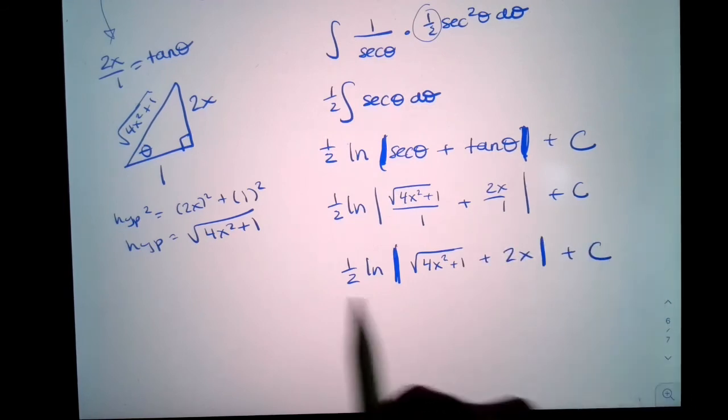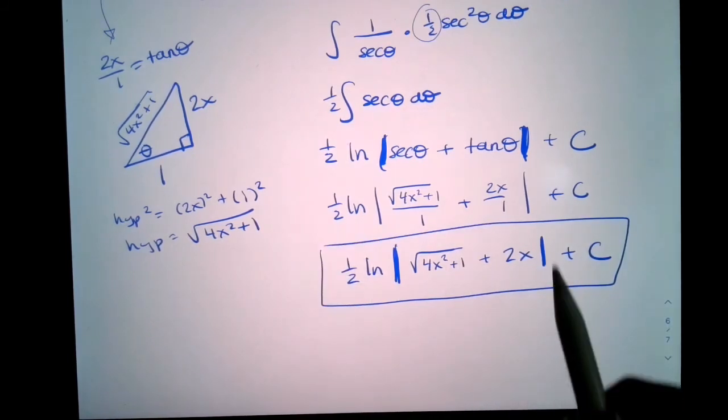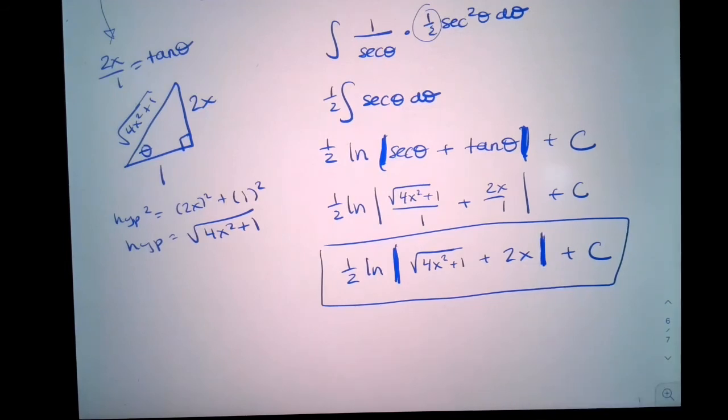And there is no logarithm property to handle this. There's nothing you can do with a plus sign in the middle here. So I'm just making the absolute value look really obnoxious here. But that is a good antiderivative for this problem. Okay, you were given an integral in terms of x, and now your answer is in terms of x.